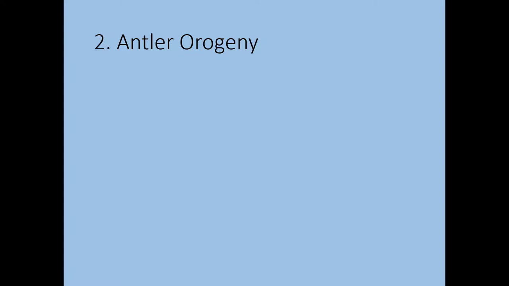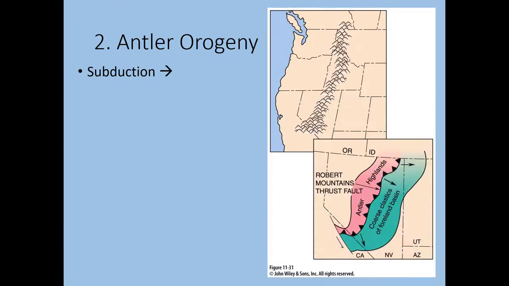So on the last slide, I teased about the Antler orogeny. The Antler orogeny is the result of subduction on the West Coast. And you can see in Nevada is the location where these are just the most ancestral that you can get for the Rocky Mountains. So a portion of the much larger Rocky Mountains today that extend all the way over, well, through Colorado.